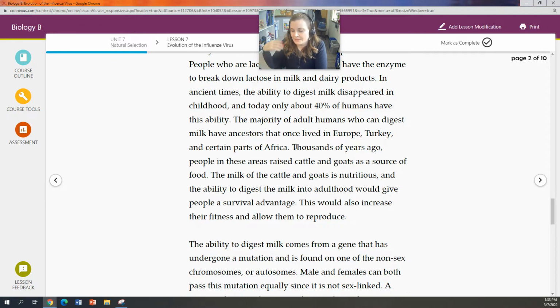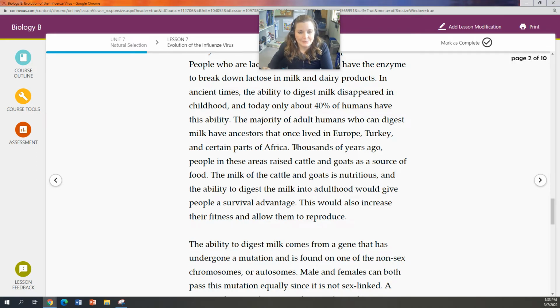Because they have this ability to get nutrition from the milk, it provided those people with an advantage. And so those that could have that digestive enzyme in their bodies were more well nourished. If you're more well nourished, you're probably not going to be susceptible to diseases. You probably have a better chance of living.